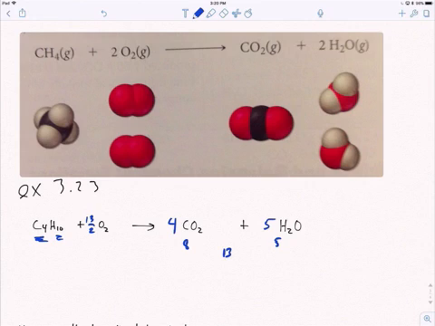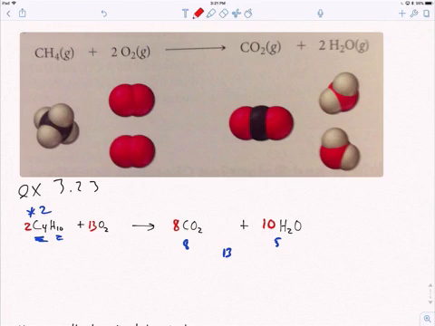And you can't have a half an oxygen atom. So what you would do is you would multiply everything by 2, and you would get 13, 8, 10, and 2 like that. So 2 ways to do it.